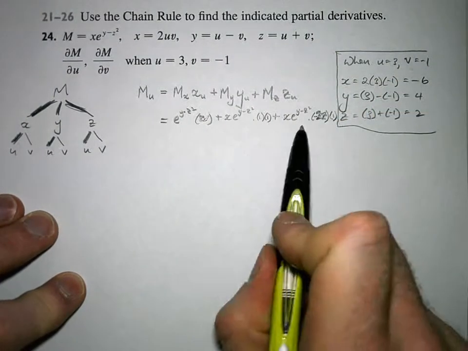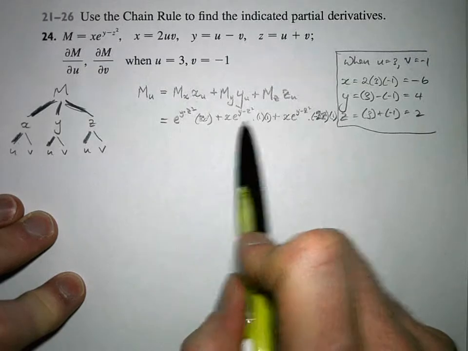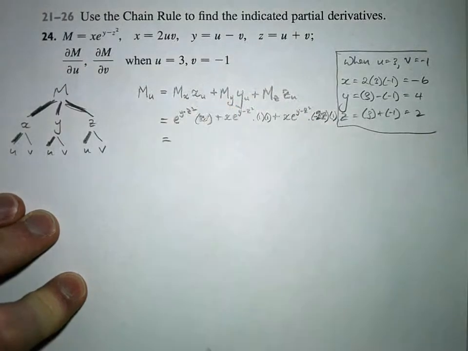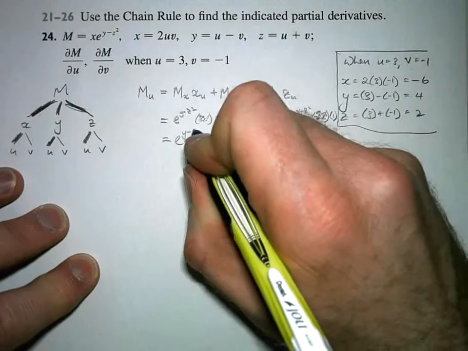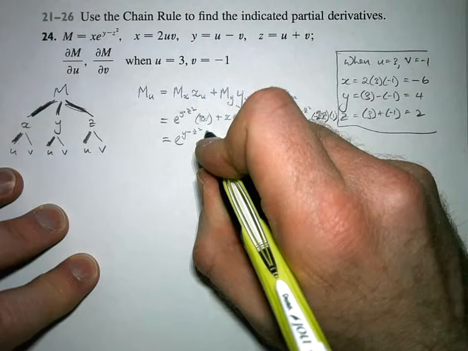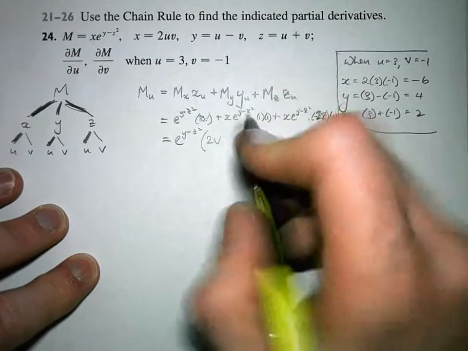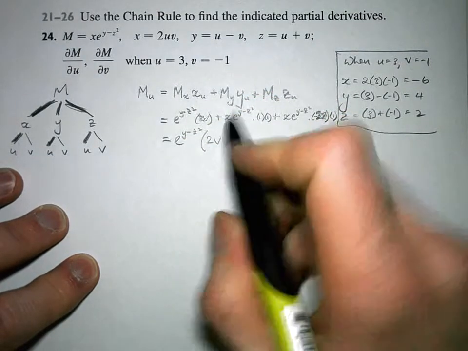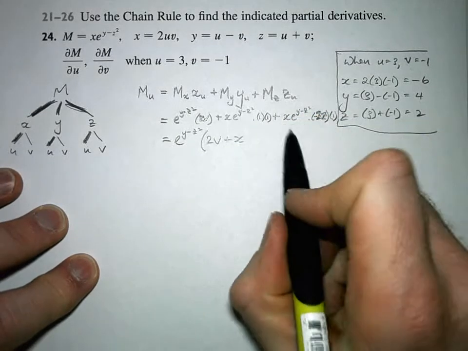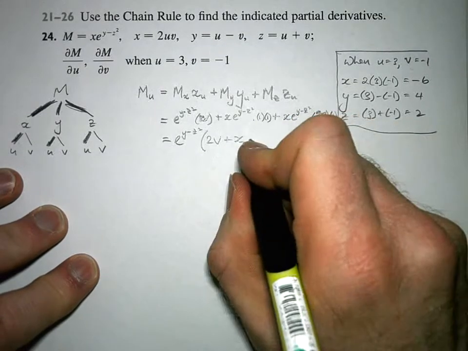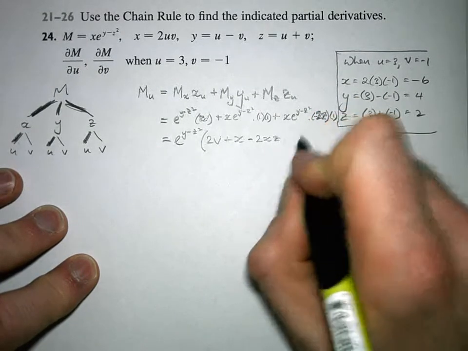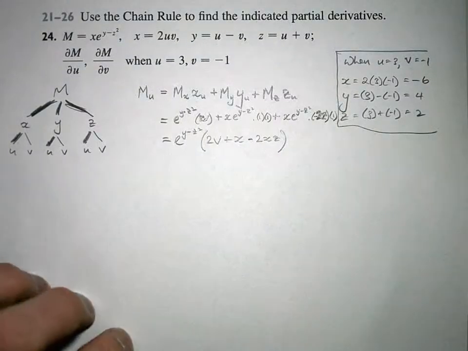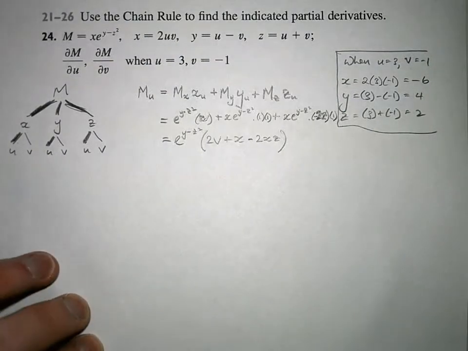Let's simplify this a little bit before we go and substitute in. You'll notice that they've all got this e to the power of. So let's factorize out the e to the power of y minus z squared. And we're left with here a 2v. In the middle, we're left with a plus x. And here at the end, we're left with a minus 2 times x, and there's also z there, minus 2xz. Okay, so that's the partial derivative of m with respect to u.